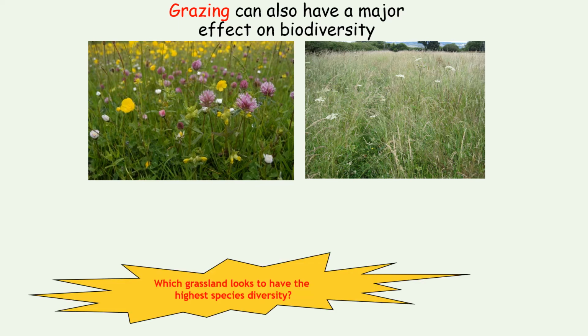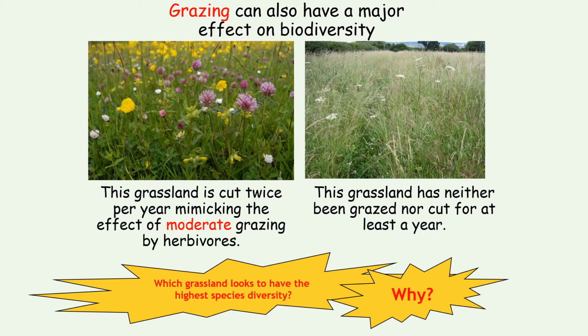So this grassland here has been cut twice a year, mimicking moderate grazing effects by herbivores, and has the highest biodiversity because you can see there's lots of different species. So the less dominant plants have had a chance to survive.